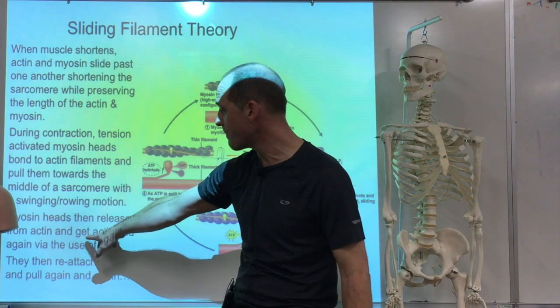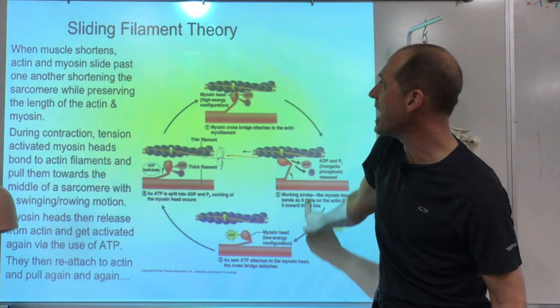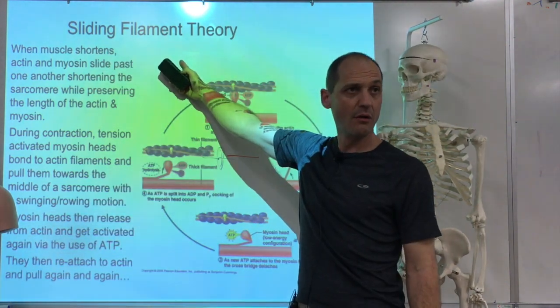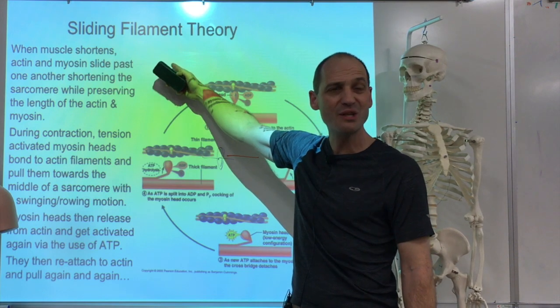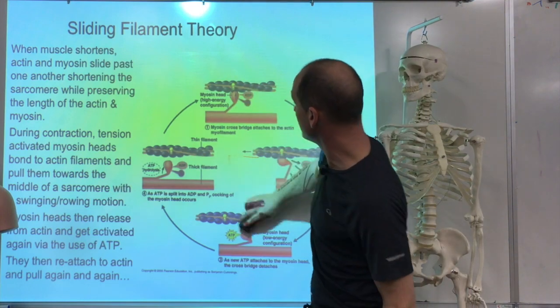Myosin heads then release from actin and get activated again with the ATP. So that's this cycle. This is called the sliding filament theory, which now you know how it works. That's the main theory that explains muscle contraction. So I didn't name it.